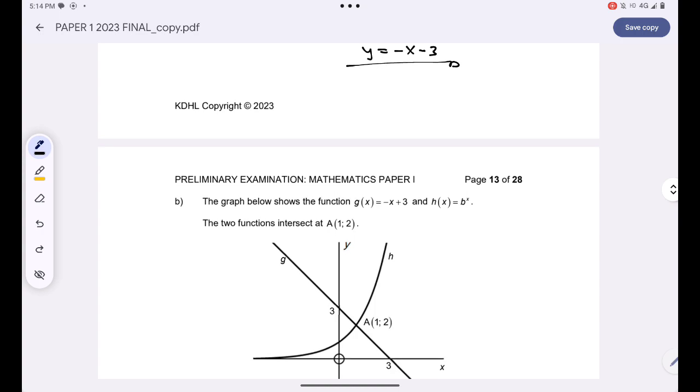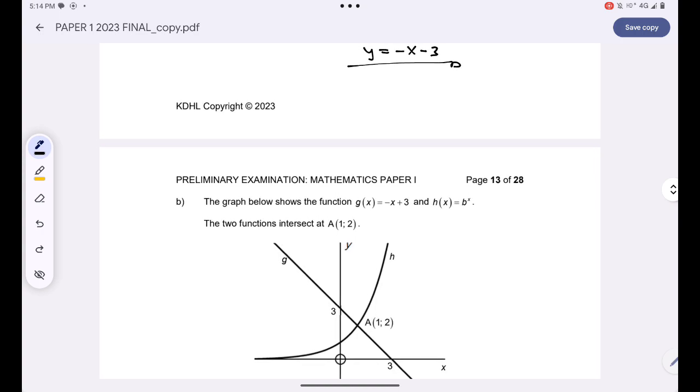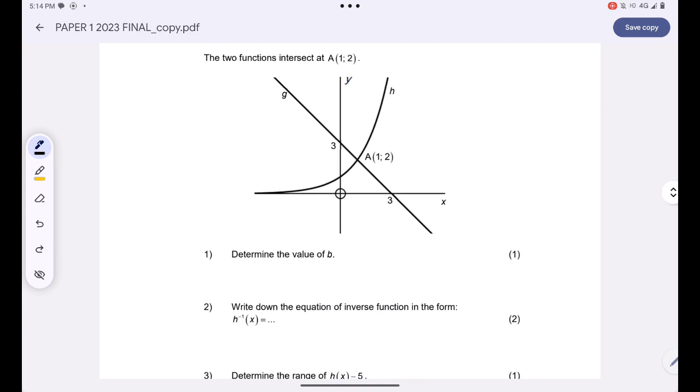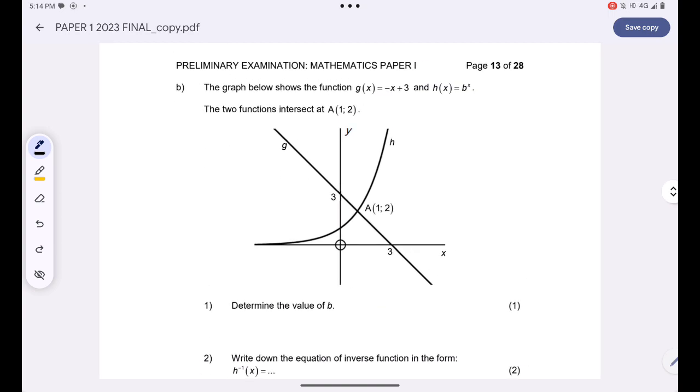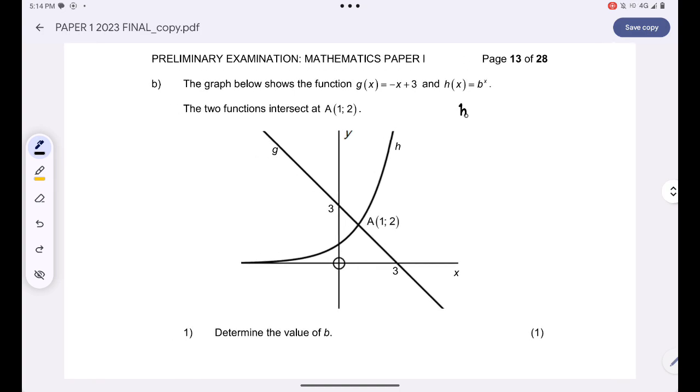The graph below shows the function of g of x and h of x. The two functions intersect at point A. They want us to determine the value of b. I know that y is equal to b to the power of x. If I can substitute any point on the function, I can simply find the value of b.